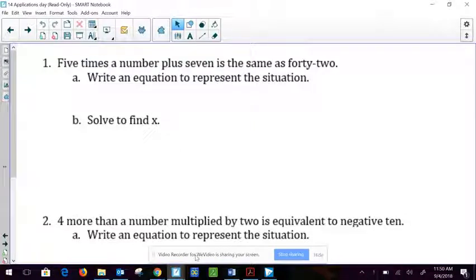Hi everybody, welcome back. Today we're going to be working with application problems. Before we get there, I do want to review quickly how to do problems where we have to figure out the operations based on words.